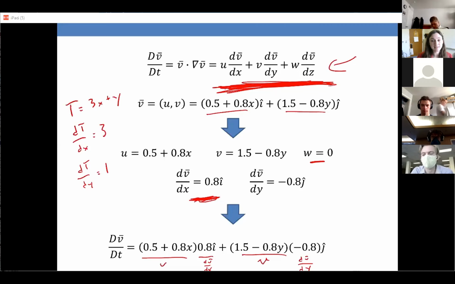Can I ask a question? Yes, you can always ask questions all the time. Thank you. So I'm still confused about what this means. These calculations make sense, but what does it mean that we found the material acceleration?